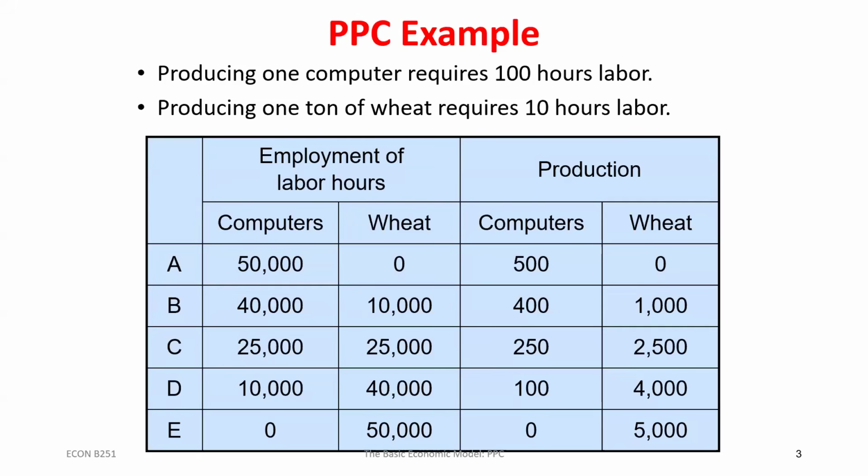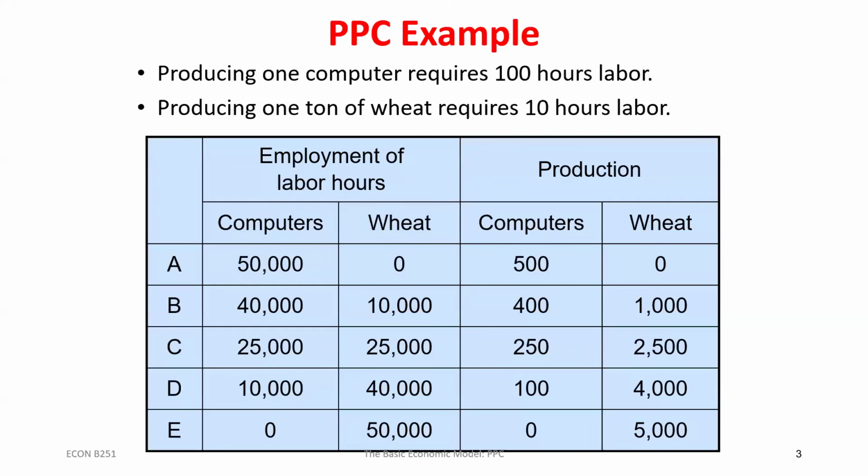Any point on this curve is a different combination of these two goods I could produce using all of my resources. I'm being efficient in my production. I don't have any resources going to waste. Any questions on that idea yet? So I'm just graphing out those points.